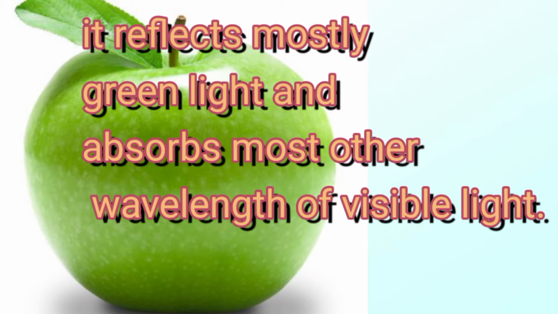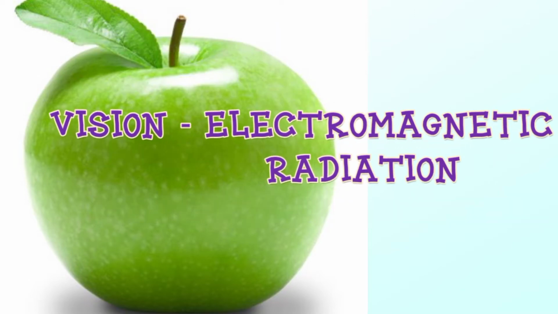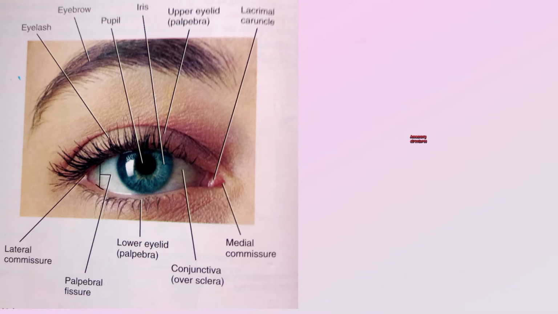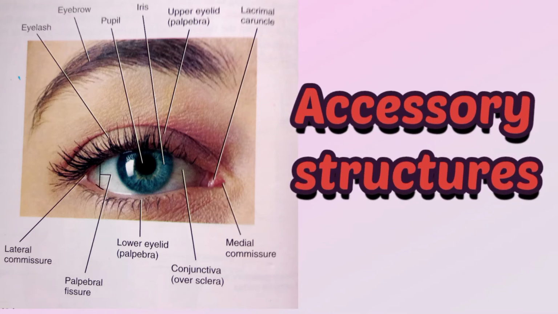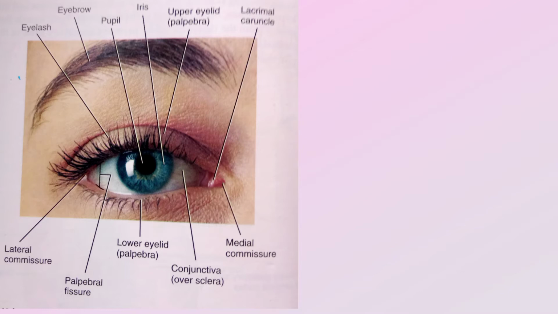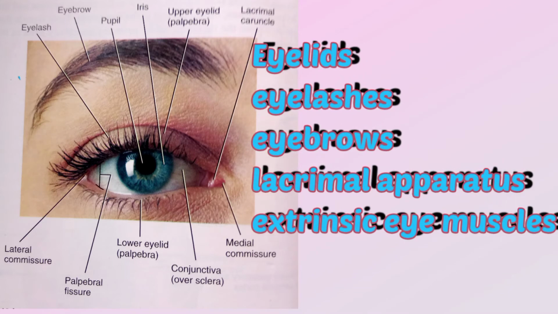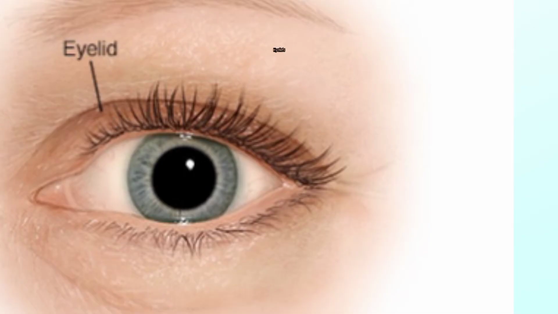As we have seen how vision and electromagnetic radiation are related, let us see what the accessory structures of the eye are. Accessory structures mean the extra structures that contribute to the functioning of the overall eye. The accessory structures of the eyes include the eyelids, the eyelashes, the eyebrows, the lacrimal apparatus, and the extrinsic eye muscles. First one is the eyelids.